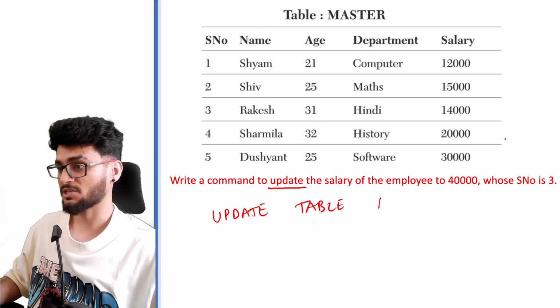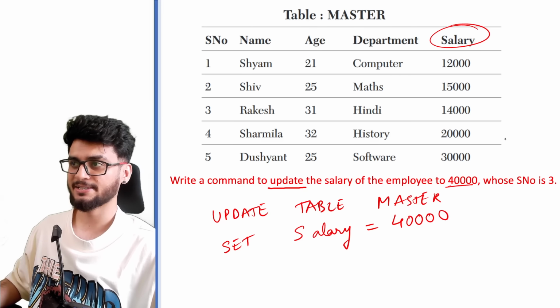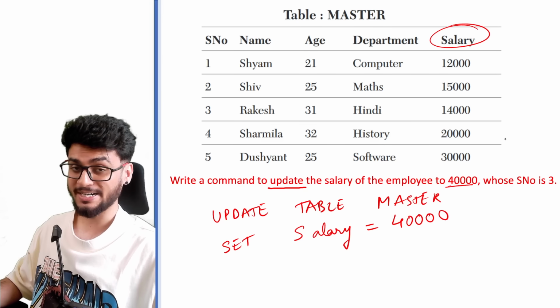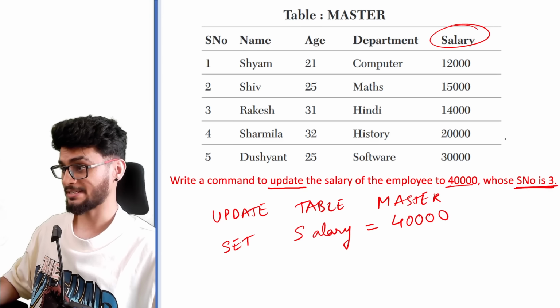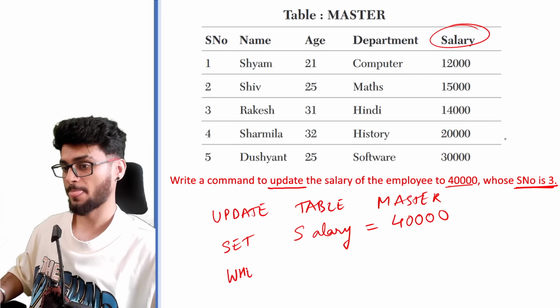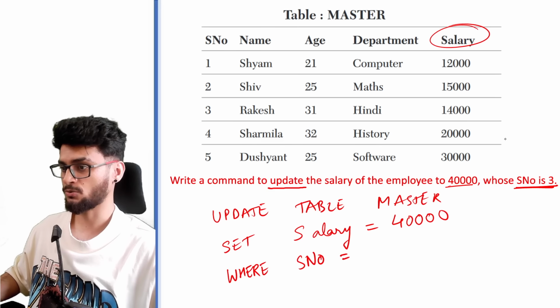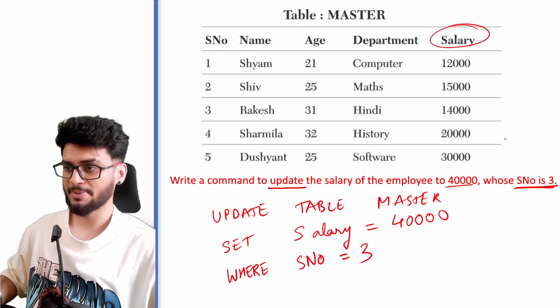Now we have to set the salary to 40,000. Salary of the employee to 40,000. So this is the column. Salary equals 40,000. Now we did not mention which employee's salary we need to change. So for that purpose we use this condition, where s number equals 3.